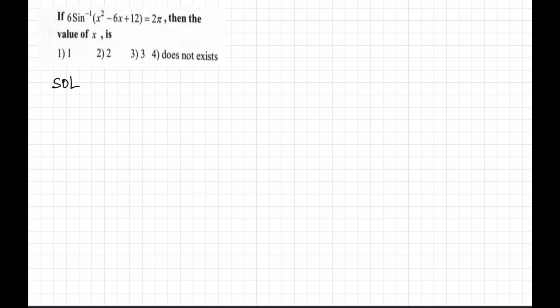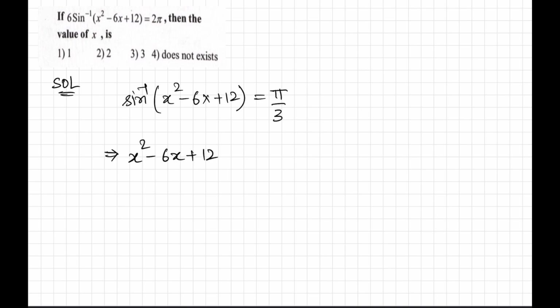देखो, सबसे पहले तो हम क्या करेंगे कि 6 को राइट में शिफ्ट कर देंगे, तो हमारे पास क्या आ जाएगा, sine inverse of x square minus 6x plus 12 is equal to 2 pi by 6, that is pi by 3. And if we take sine on both sides, we get x square minus 6x plus 12 is equal to sine pi by 3, which is root 3 by 2.